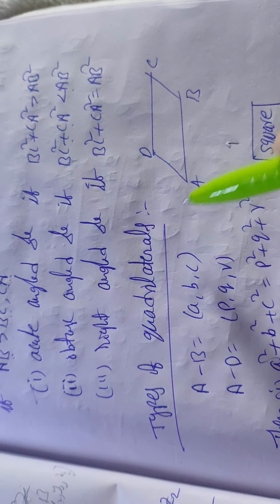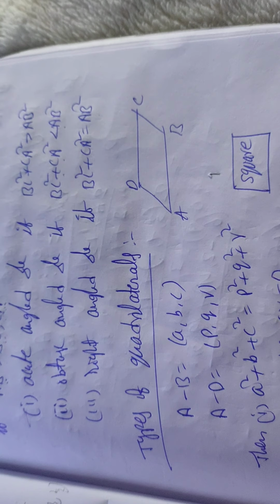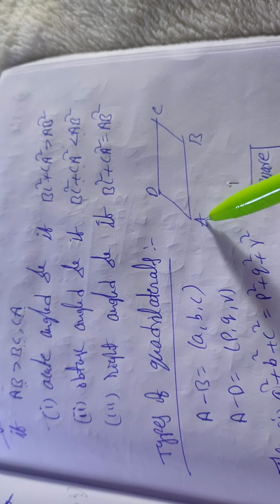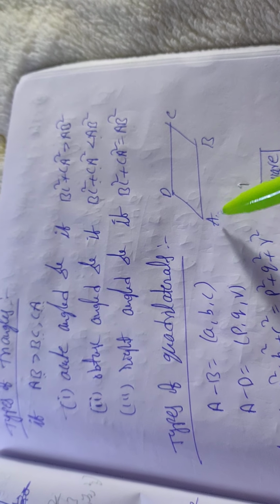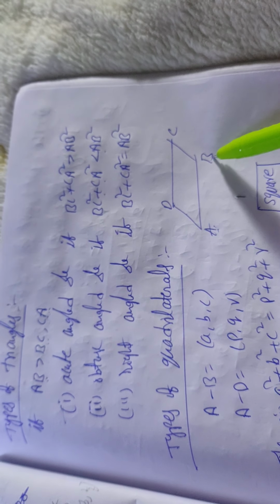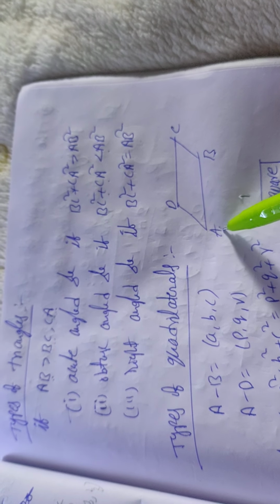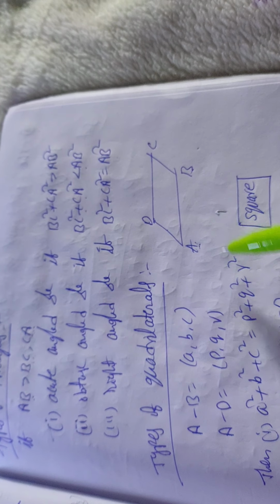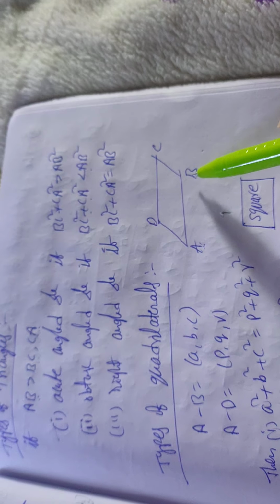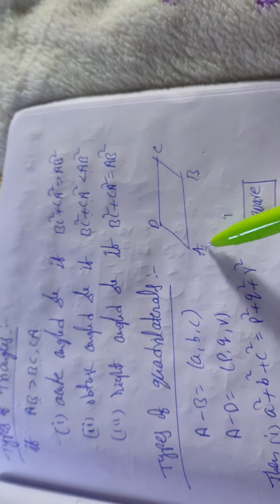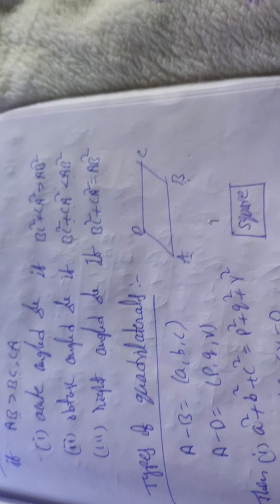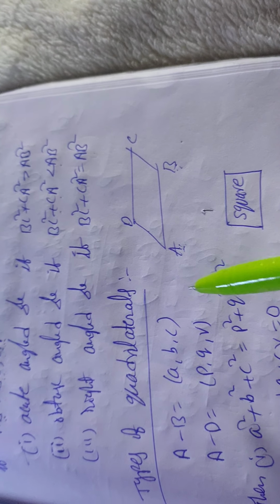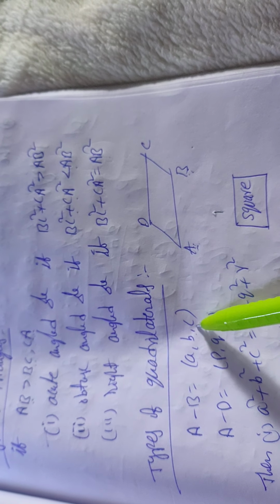Here A, B, C, D are the 4 vertices of the quadrilateral. We know the coordinates of A, B, and D. First take the difference, A minus B, which means corresponding elements we have to subtract. Let us consider the resulting values to be a, b, c.